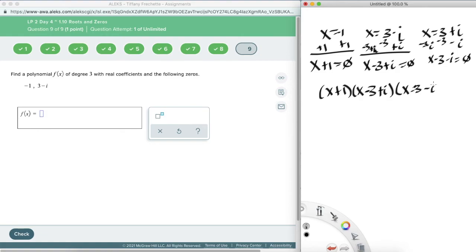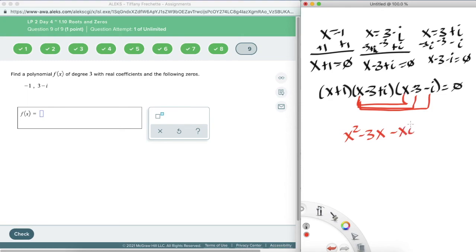So first, let's go ahead and multiply these two together, because it was a plus and a minus, it's actually going to eliminate some of the pieces. So before we jump into this x plus 1, let's do this other piece. I'm going to color code this. x times x is x squared. x times negative 3 is negative 3x. x times negative i is negative xi.